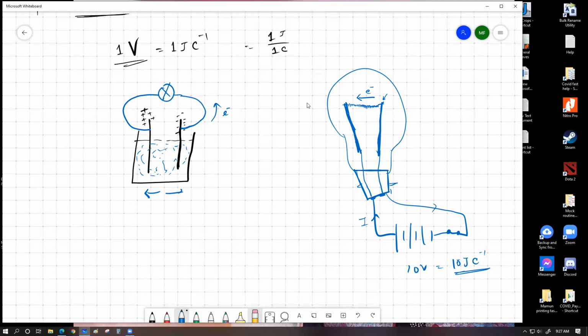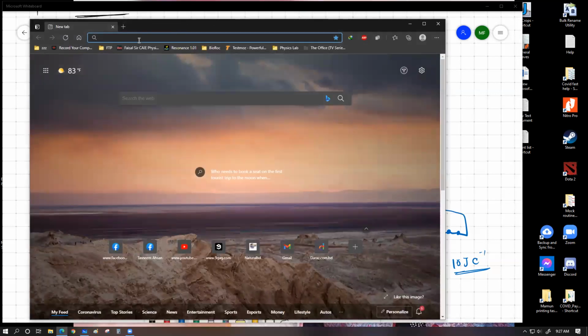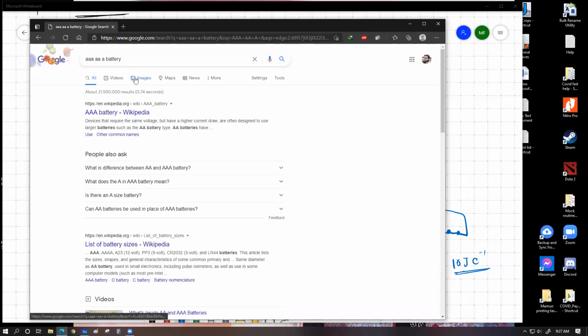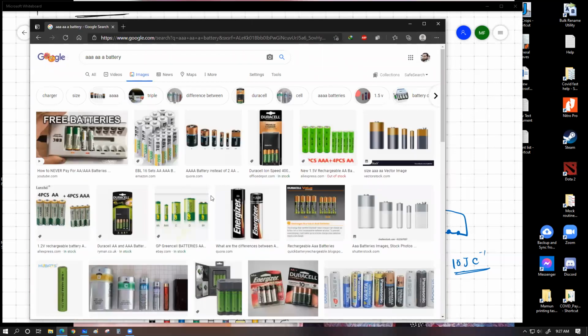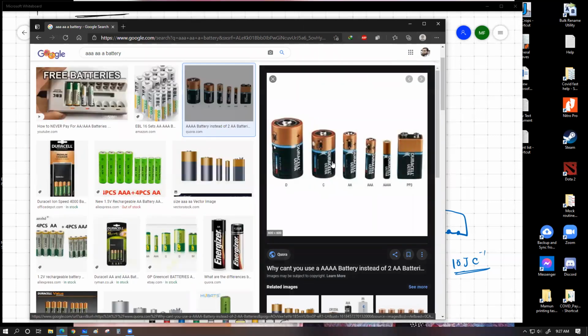One thing I would like to show you is the size of the battery compared with the voltage idea. Let me show you this. Have a look. These are the sizes of different types of batteries that are available to us in the market.